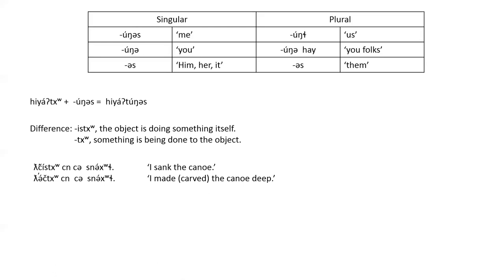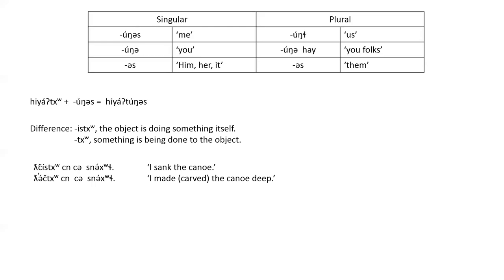In each, the root of the main verb is the same, kutch, deep, under, or below. So the first one, I sank the canoe. Chist sin sa snuck. And then the second sentence, I made or carved the canoe deep. Kutched sin sa snuck. These both can be literally translated as I caused the canoe to be deep.